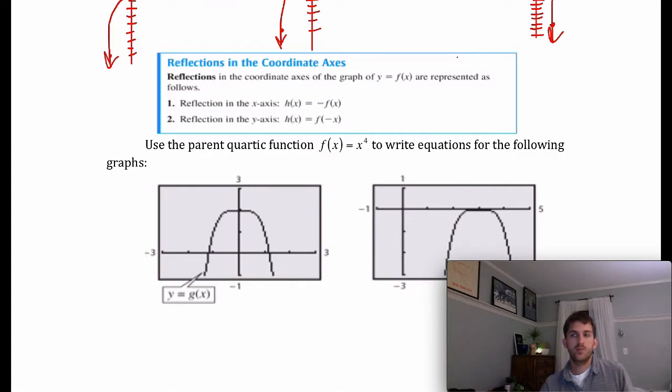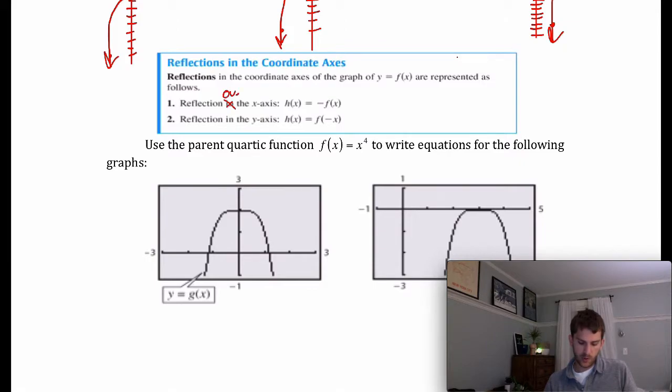Last little bit of section 1.7. I'm going to change one word on here because I don't know why it bugs me. It says reflections in the coordinate plane. Reflections in the coordinate axis of the graph y equals f of x are represented as follows. Reflection in the y-axis, I prefer the word over.